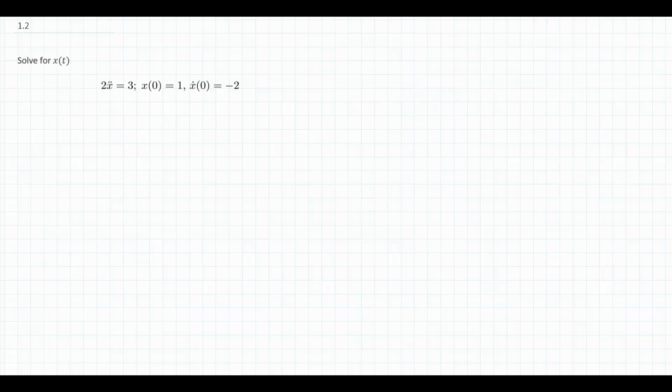It's not 0 on the right-hand side. This is a non-homogeneous equation. So when we go about solving this, we're going to have a homogeneous solution and a particular solution. And then when we add them together, we're going to get a total solution.